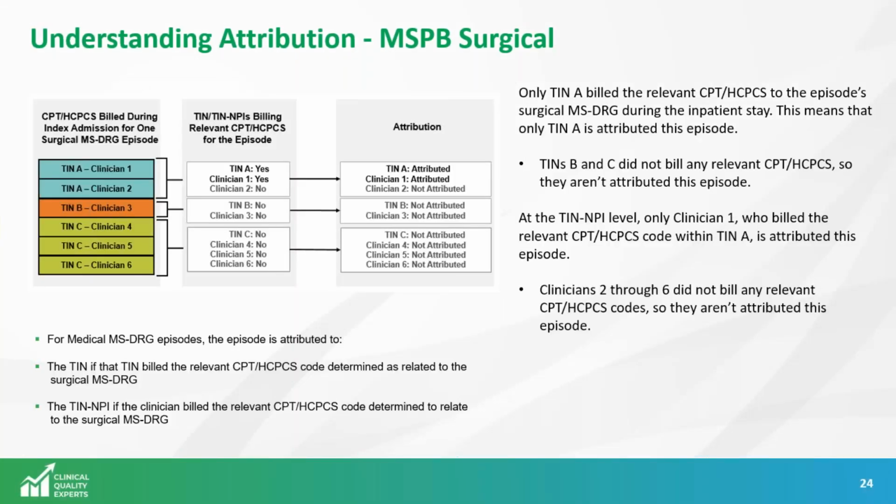Now, surgical DRG works just a little bit differently. The TIN and NPI TIN combination are attributed at their respective levels if they both bill a relevant CPT HCPCS code that is related to a surgical DRG. And what our example shows here is that TIN A is the only TIN of the 3 that billed a relevant code, and that only clinician 1 in TIN A billed a relevant code. So therefore, only those 2 will be attributed the episode. If the other TINs had billed a code, then their clinicians would also be eligible, but only if they had also billed a code under the TIN NPI.